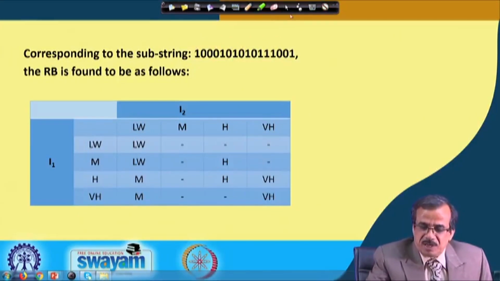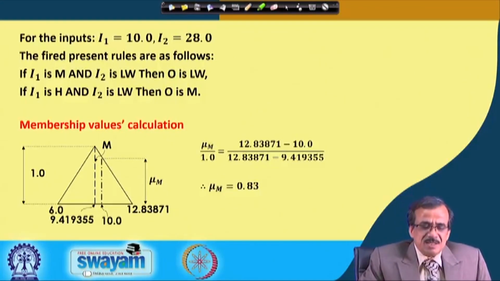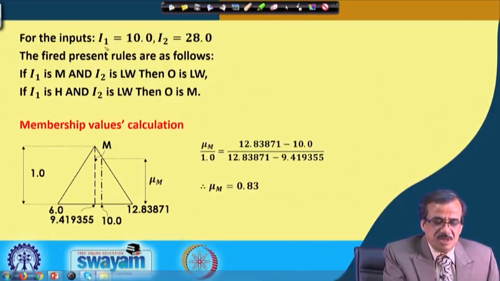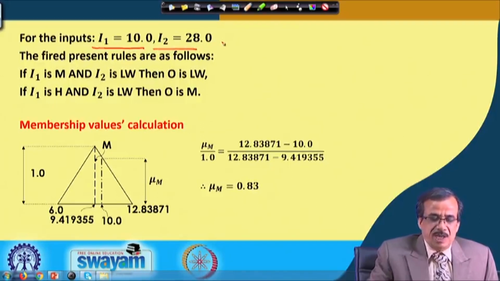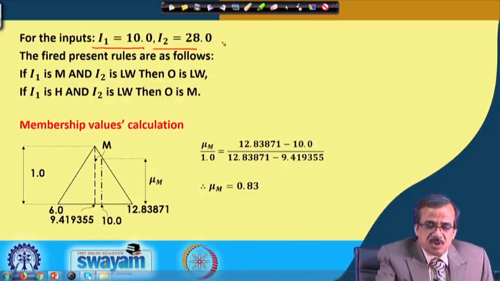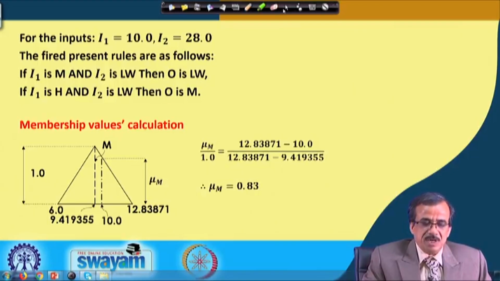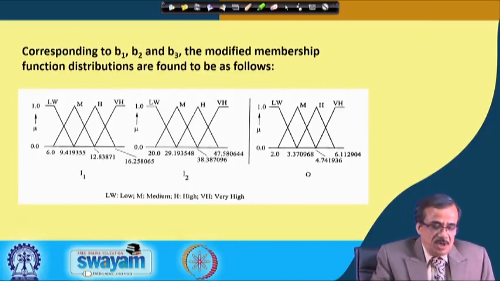Now, once you have got this, I can pass a particular training scenario. The first training scenario is something like this: I1 is 10, I2 is 28. So, we will have to find out what should be the output of this fuzzy reasoning tool for I1 equals 10 and I2 equals 28. If you see the modified membership function distribution.